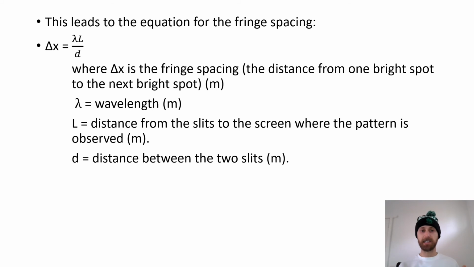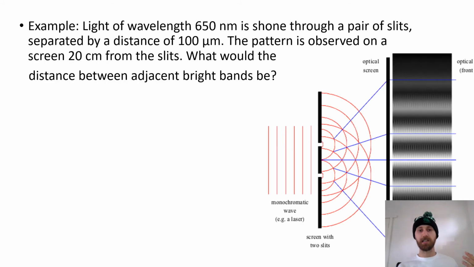That fringe spacing is equal to the wavelength of the light times the distance from the slits to the screen divided by the distance between the 2 slits. Those are our 3 parameters: wavelength, distance from the slits to the screen, L, and distance between the 2 slits, how far apart they are, D. And we just plug those into our equation, and that's going to do a lot of stuff for us. So an example is like this. You've got light of wavelength 650 nanometers. It's shone through a pair of slits which are separated by a distance of 100 micrometers.